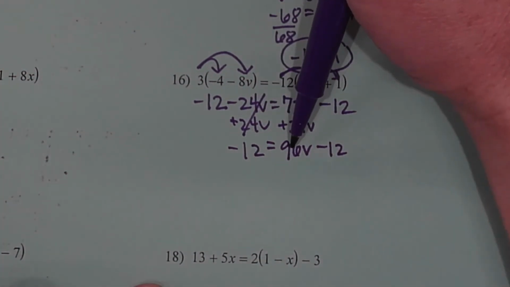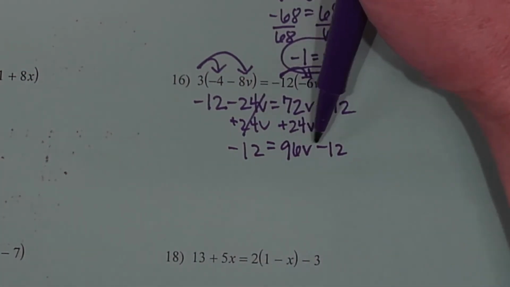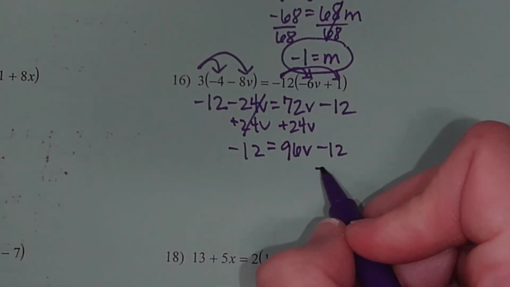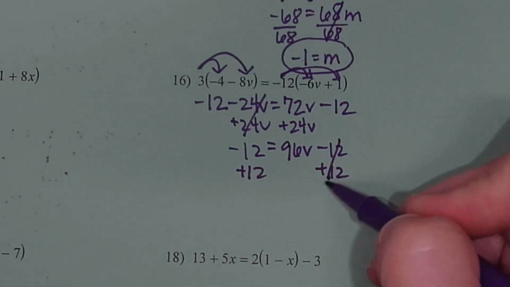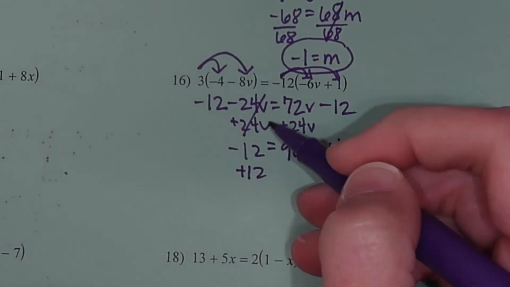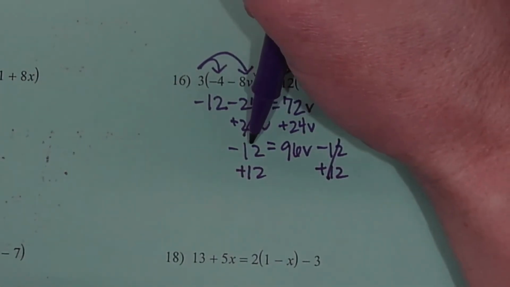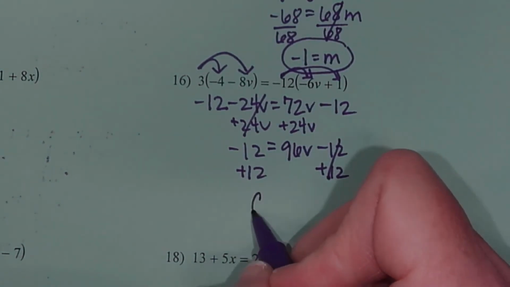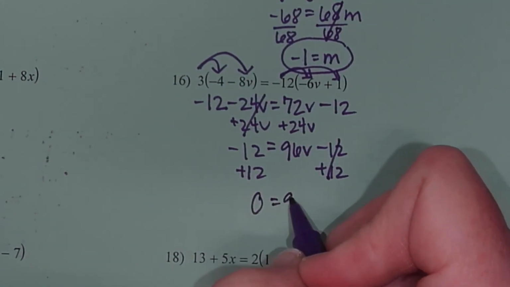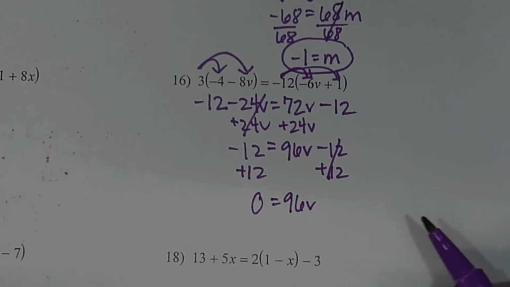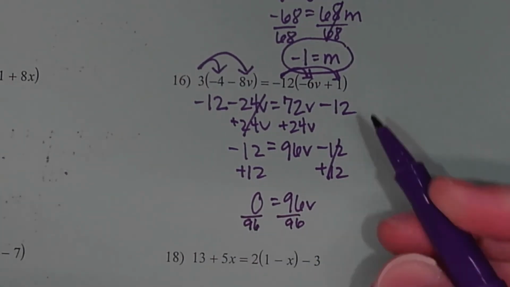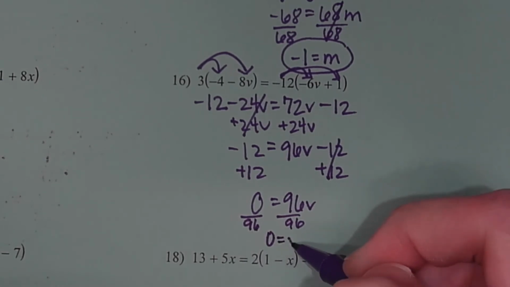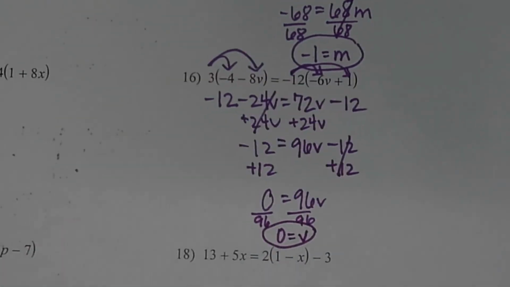Okay, so you leave the number that's with the variable for last. So get rid of your minus 12 first. The opposite of minus 12 is plus 12, so that cancels out. This one, we're not going to cancel it out because we need something over here, so we're just going to put what it equals, which is 0, and then bring down our 96v. And then to get rid of that 96, we got to divide by 96. And you're left with 0 equals v, and you're done with that one.